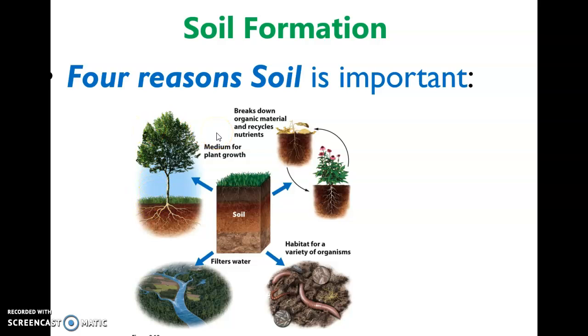A second important factor for soil is that it breaks down organic material and recycles nutrients. So here we have some leaves on the ground. There are living organisms, lots of bacteria and other microorganisms, worms and things like that, living here, and they help to break down the material, the carbon and nitrogen and phosphorus that were found here in the litter layer, and provide nutrients for further plant growth.